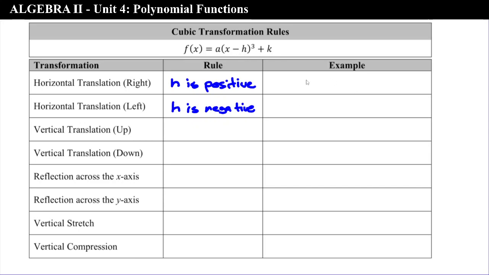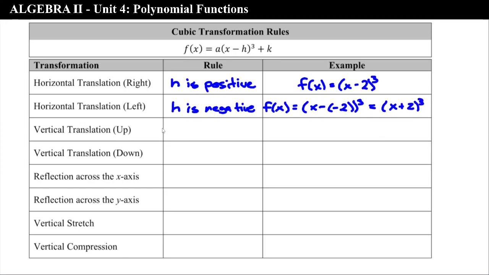So let's show a couple examples of what it looks like. You would have f(x) = (x - 2)^3. And then when h is negative, you would have (x - (-2))^3, which would look like (x + 2)^3.